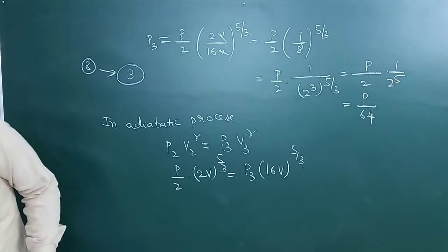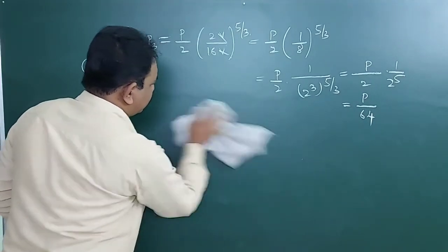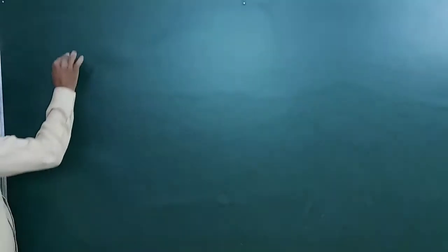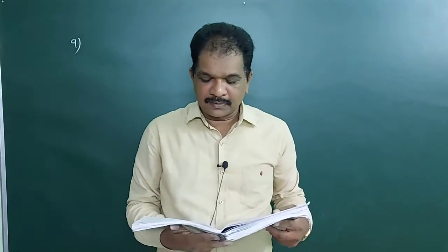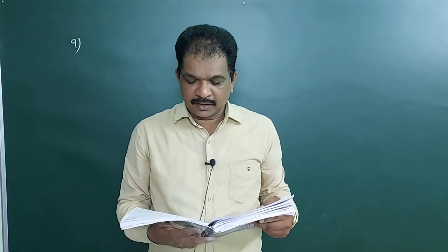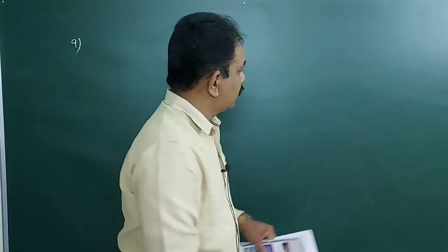Okay. Next, see the 9th question. What they are asking: a thermodynamic system undergoes a cyclic process ABCDA as shown in the figure. The work done by the system in the cycle. Okay.